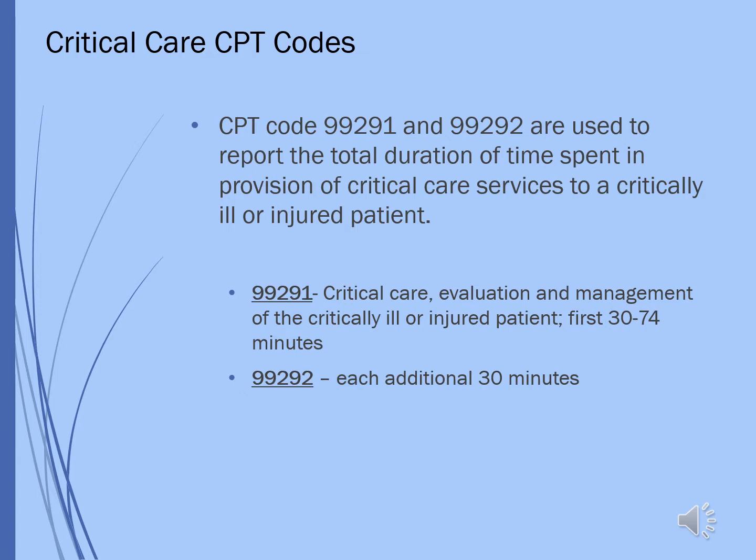For standard critical care services, there are two CPT codes that we report to capture the total time spent providing critical care services to the patient. These codes are 99291 and 99292. 99291 is reported for the first 30 to 74 minutes of critical care, and 99292 is an add-on code that you would report for each additional 30 minutes beyond the 74-minute mark for critical care services.